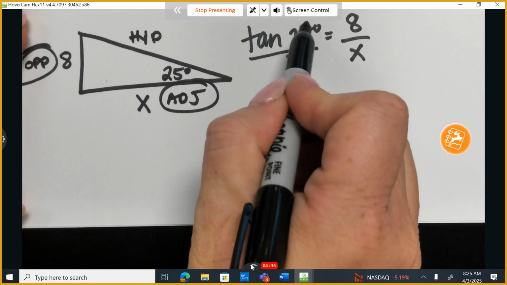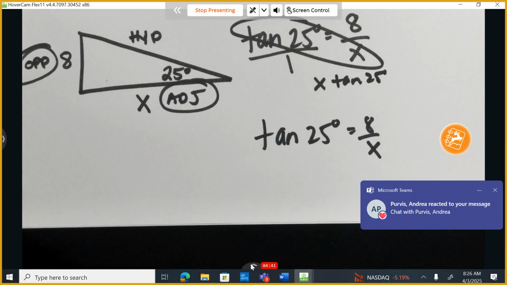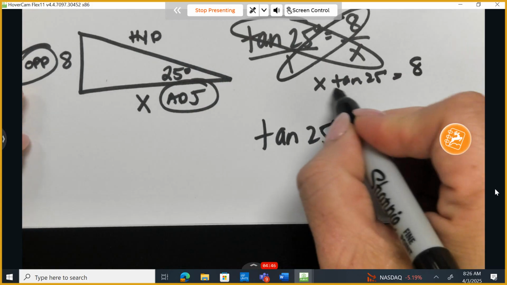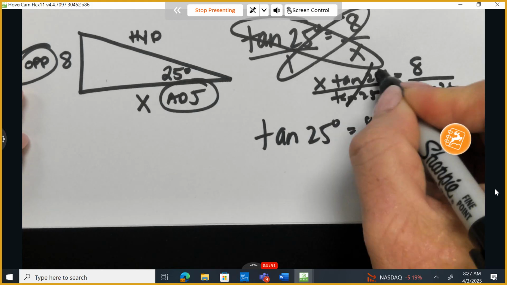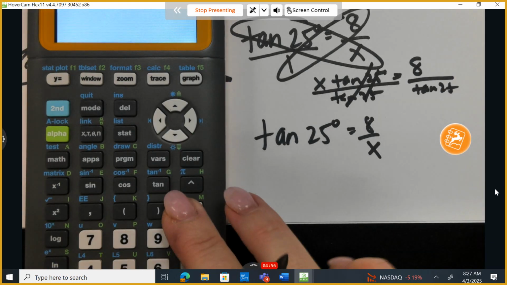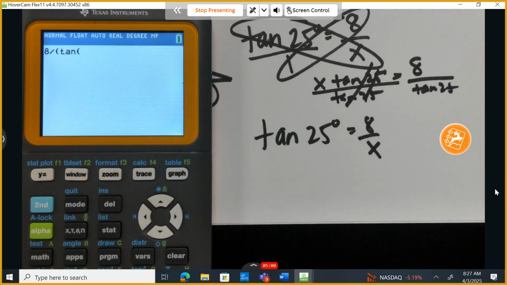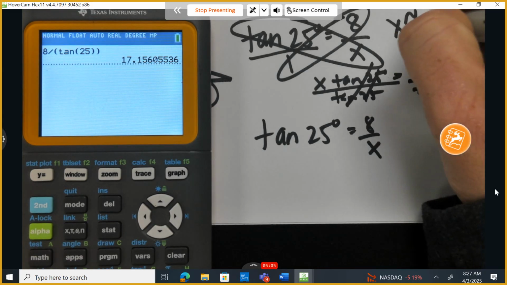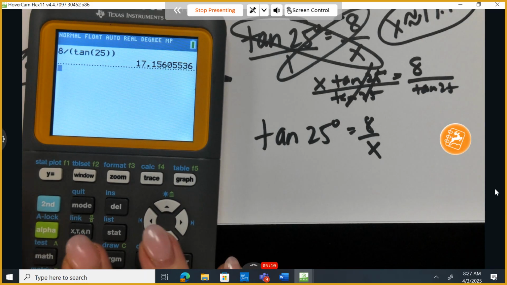And after you've done that, we're going to cross multiply. So I have x times the tangent of 25 degrees is equal to 1 times 8. And now I can divide by the tangent of 25, divide by the tangent of 25, and x is isolated. So I come over here and I'm going to go 8 divided by parentheses. Again, I have to be in degrees. I'll move this down so you can see tangent of 25, making sure I use my parentheses, and I have x is approximately 17.16 when I round to the nearest hundredth, 17.16.